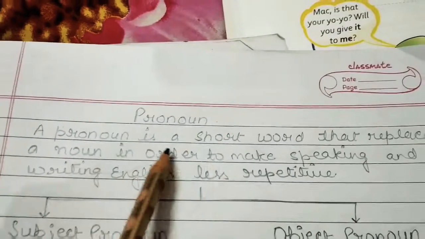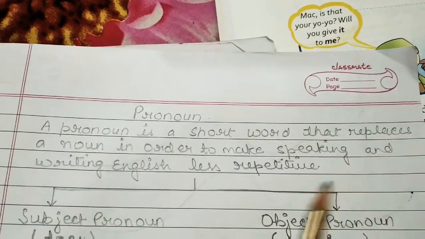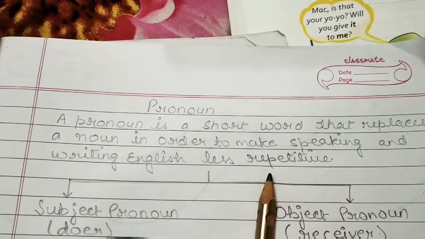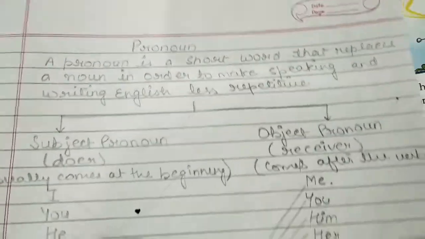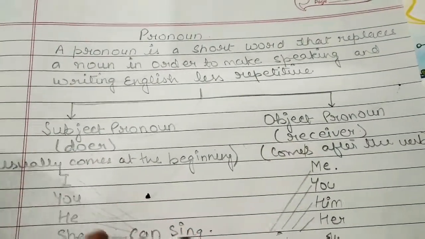So a pronoun is a short word that replaces a noun in order to make speaking and writing English less repetitive. Okay, so now there are two types of pronouns, subject pronoun and object pronoun.